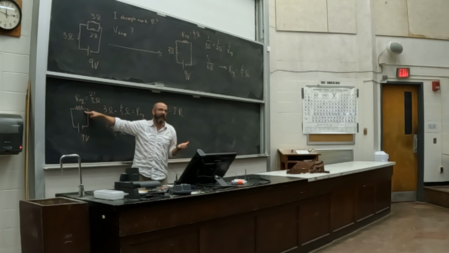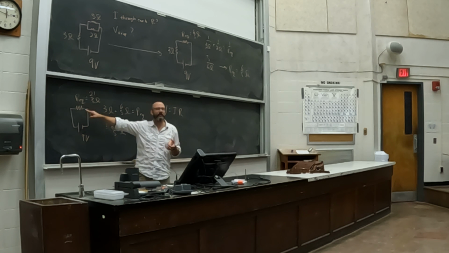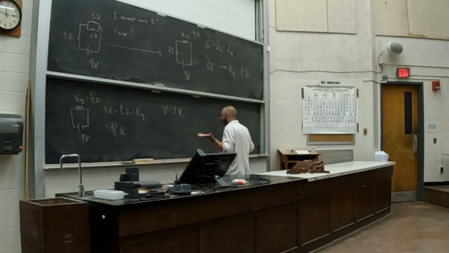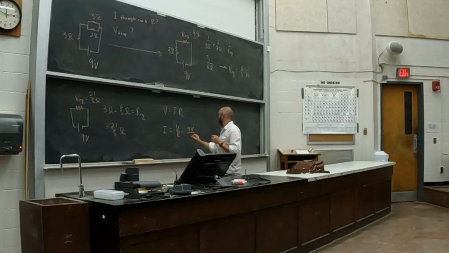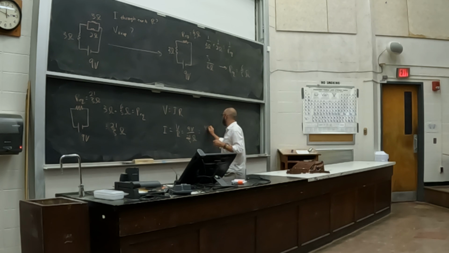9 volts, right? You've got one resistor, so you fall the whole way down your hill with just the one resistor. So the V drop here is 9 volts. Yeah, 9 volts, that's where my battery is. So I just basically solved this for current. It's 9 volts over 21 over 5 ohms. That's going to give me 45 over 21.